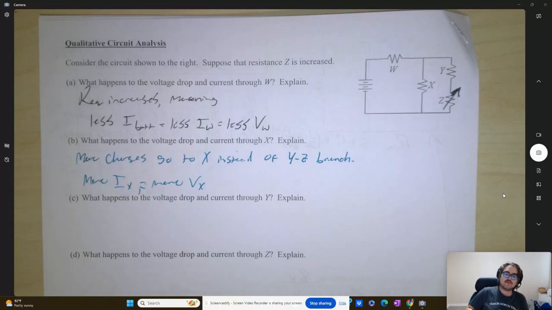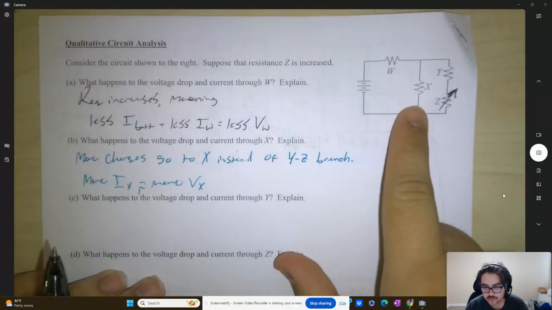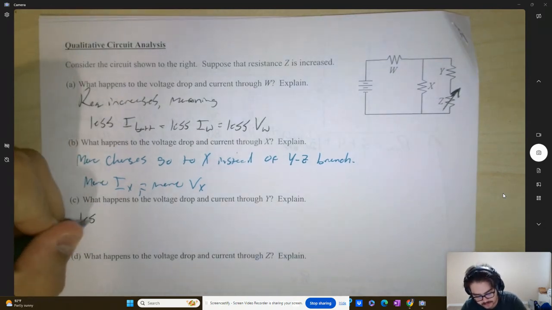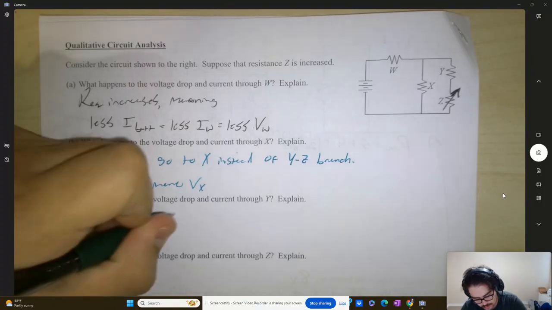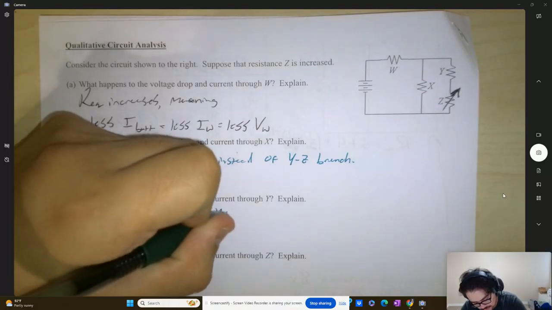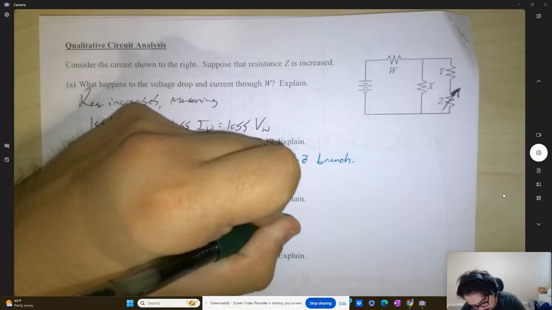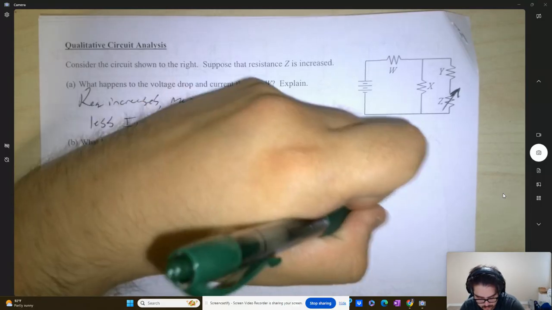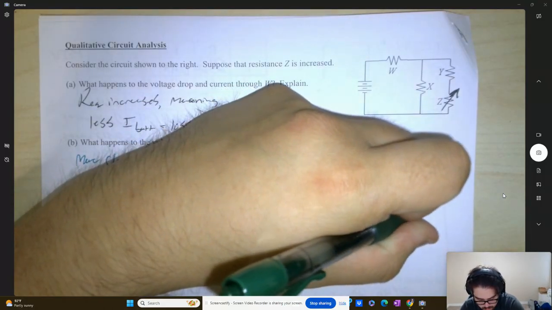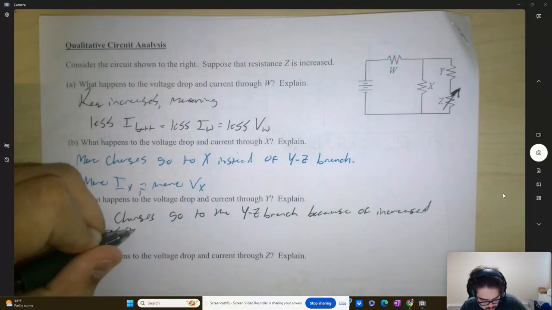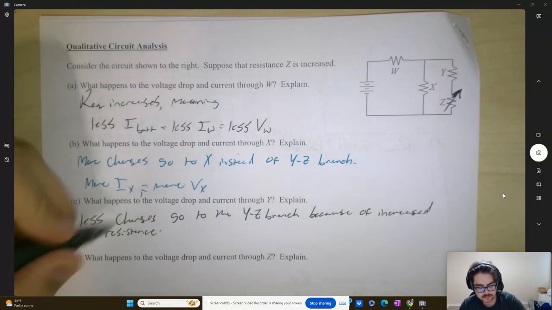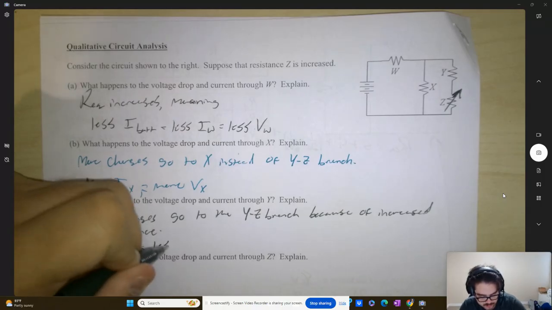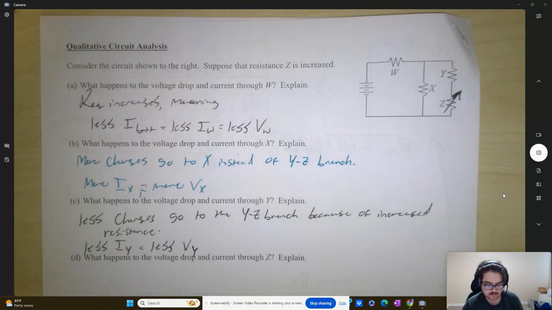What happens to the voltage drop and current through Y? Well, we've already discussed that more charges are going to go through X, so less are going to go through Y. So less charges go to the YZ branch because of the increased resistance. Therefore, less current, which means less voltage across Y.